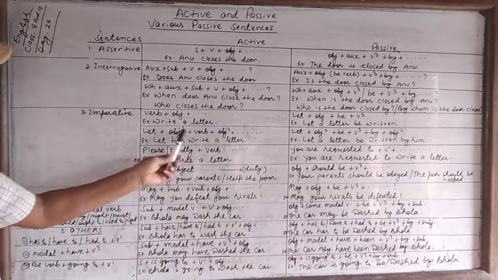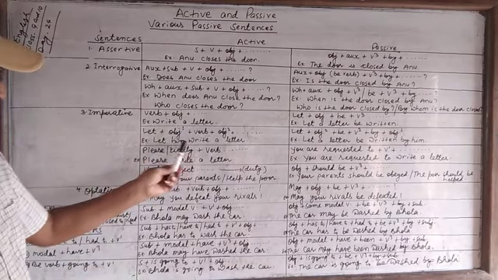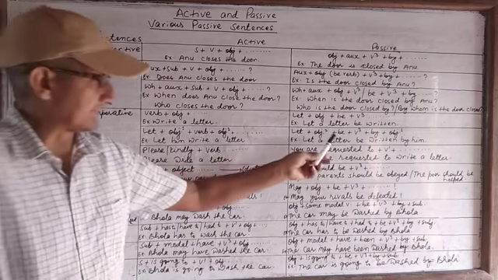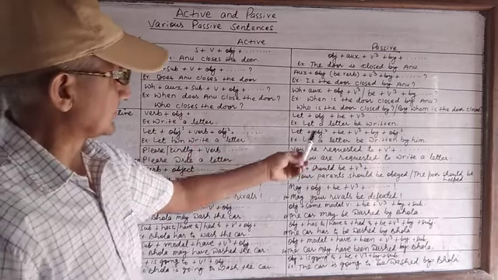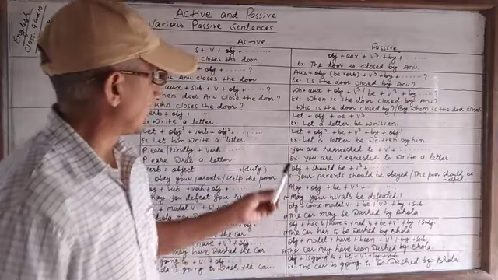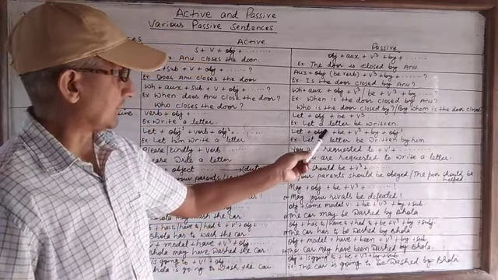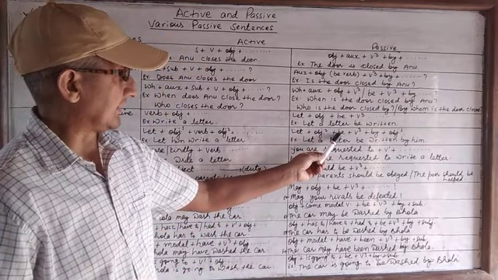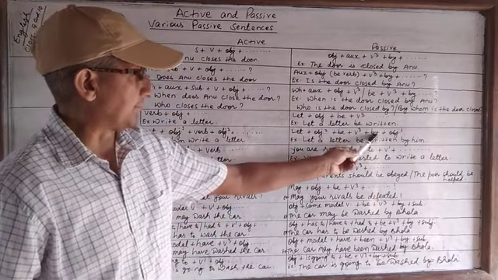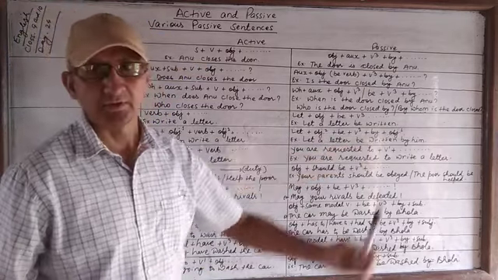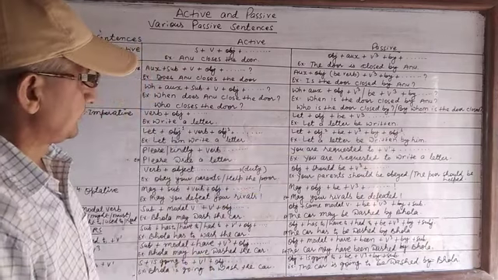How can we change this type of imperative sentence into passive? Let's see the structure and example. First, let. After let, we write the second object, object 2, and then be plus V3, and by, and after by we write the first object.